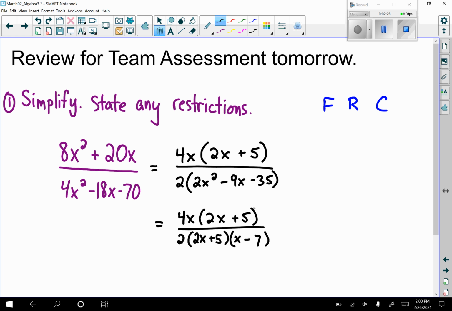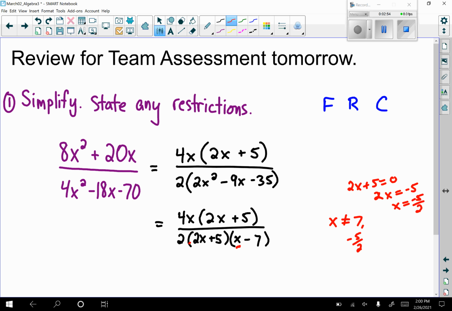And what else is nice? Now we notice the 2x plus 5's match. Now we can't cross them out just yet. We want to state our restrictions. So this x here, that's the easiest one to answer. That x cannot equal a positive 7. I'm going to set 2x plus 5 equal to 0 to solve for x. So 2x is going to equal a negative 5, divided by 2. So negative 5 halves is the other restriction.